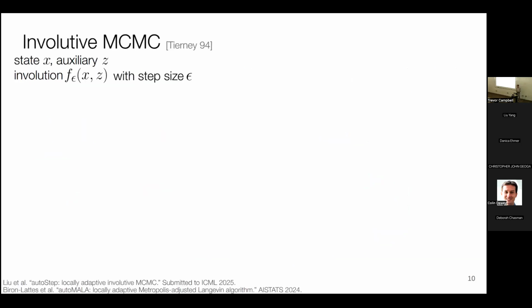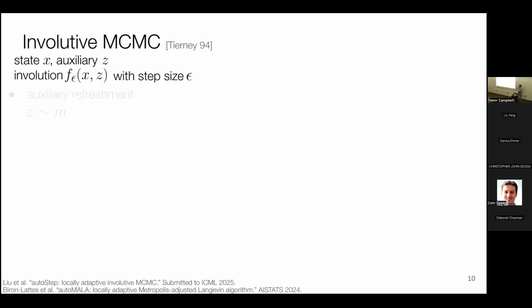Let's do a little warm-up, something called involutive MCMC, developed in the early 90s by Luke Tierney. Involutive MCMC is just a generalization of random walk MH, MALA, HMC, just in one consistent framework. So the way this works, this is for a fixed step size. This is just a warm-up. I have my state variable x. I have some auxiliary variable z. Usually this is like a momentum or something like this. And I have an involution. So this is the map f that is its own inverse. So if I apply f twice, I get back the input. And it has a step size epsilon.